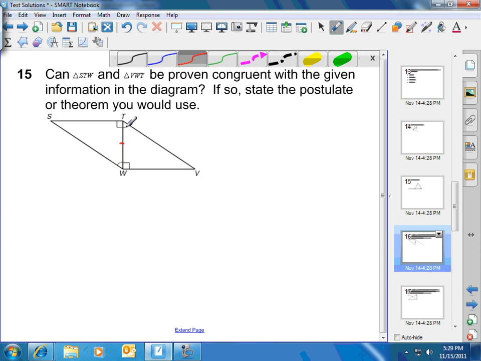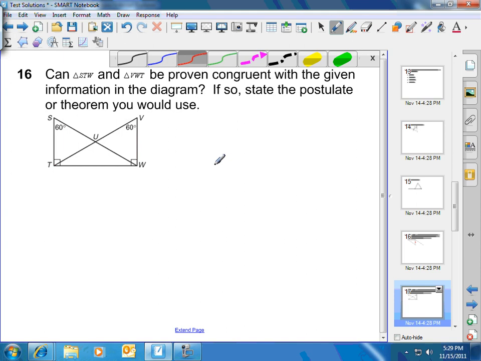And so we have one angle of the triangle congruent to another angle of this other triangle, and then another angle here and another angle here. So what we have here is angle, side, angle, angle, side, angle. These two triangles are congruent by the angle, side, angle postulate.